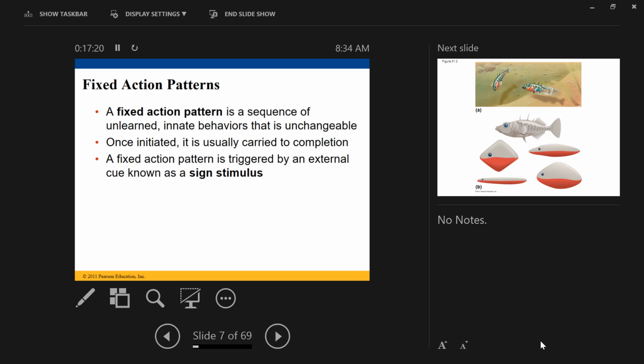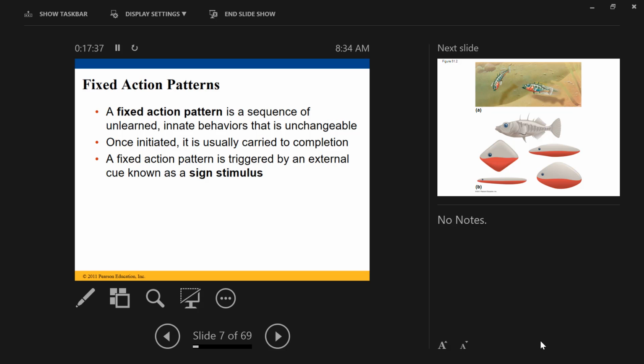So the answer is that we don't know for sure, but it looks like it's a fixed action pattern. If adult males are presented with another male or are presented with a female, it's almost a robotic response. It's a robotic response.